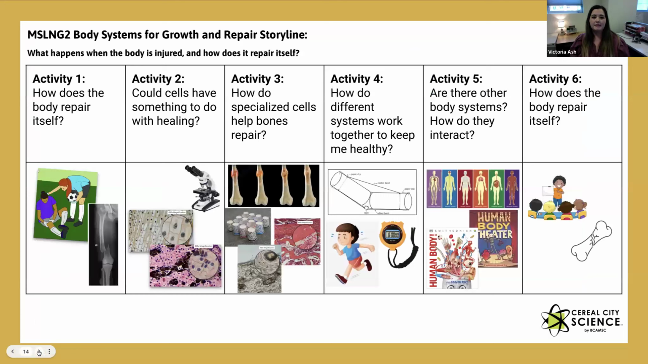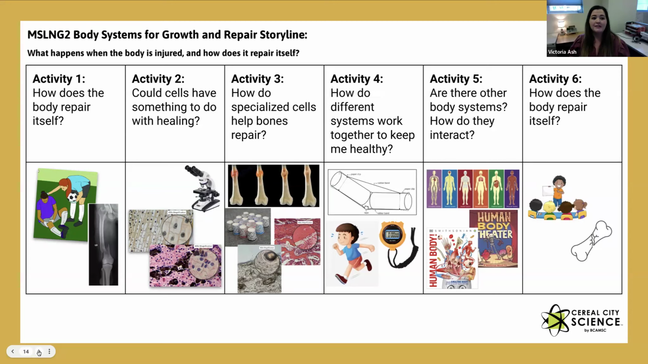Our body systems storyline breaks up into 6 different activities. Each activity really tries to answer one big question and helps drive the learning and drive our storyline. Our first activity is when we introduce that phenomena and we start asking questions about how the body repairs itself. Students are able to look at x-ray cards, read our book, and start thinking about what they already know about the body healing itself, as well as what they still want to learn about.